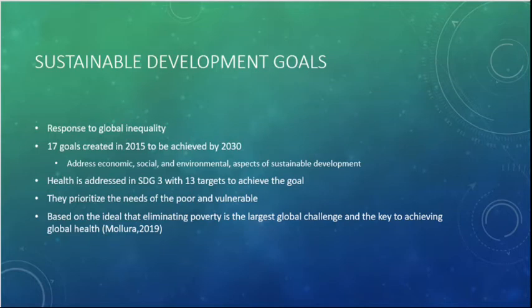These are 17 goals addressing economic, social, and environmental aspects of sustainable development, intended to be achieved by the year 2030. Health is addressed in Sustainable Development Goal 3 with 13 targets to achieve the goal. These targets prioritize the needs of the poor and vulnerable and follow the ideal that eliminating poverty is the key to achieving global health as well as the biggest challenge.